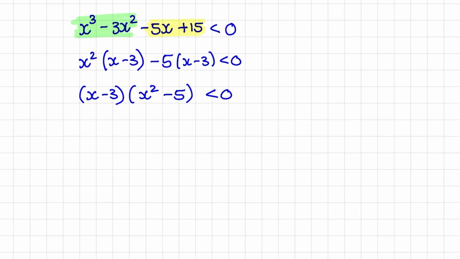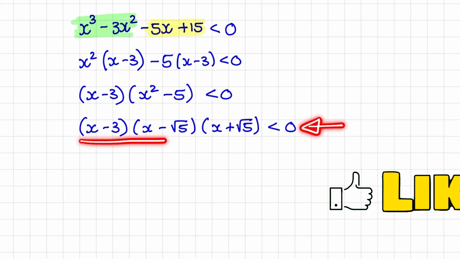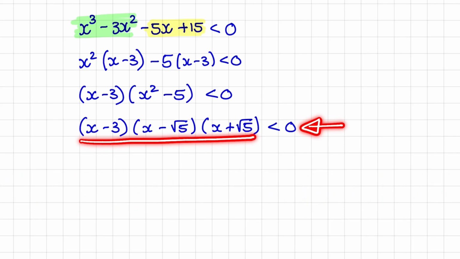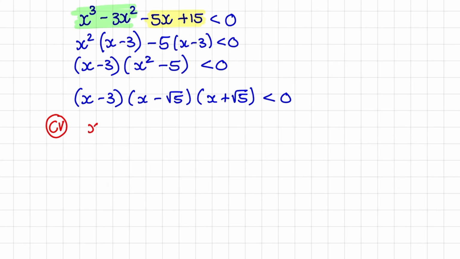Now you would think I'm done factorizing, but I can still factorize x squared minus 5. And when I do that, I have x minus 3 times x minus the square root of 5 times x plus the square root of 5. And from here, I cannot take out any further factors, so I can find the critical values. So in order to find the critical values, I would set each of the brackets equal to 0. And that leads to x equal to 3, x equal to the square root of 5, and x equal to negative square root of 5.